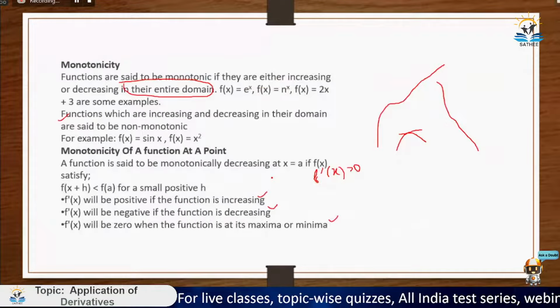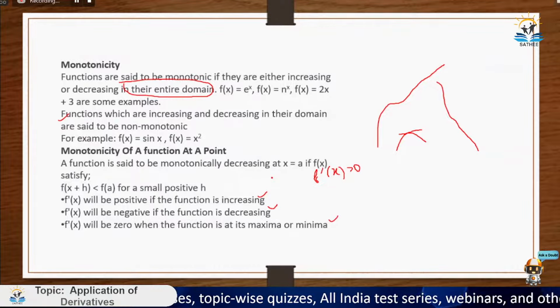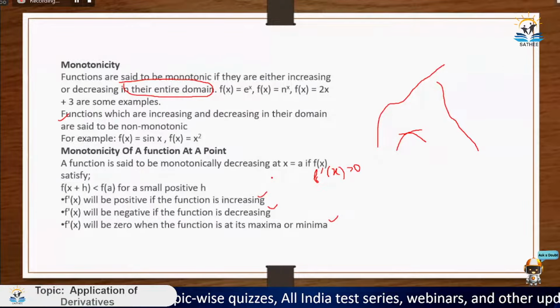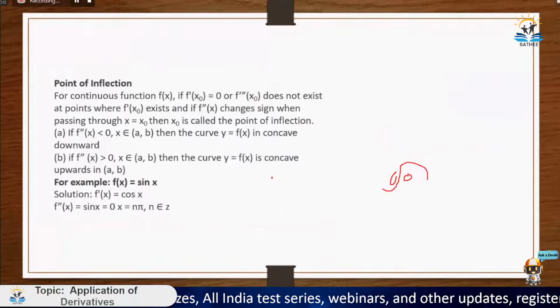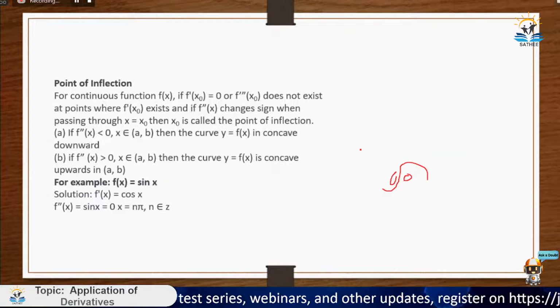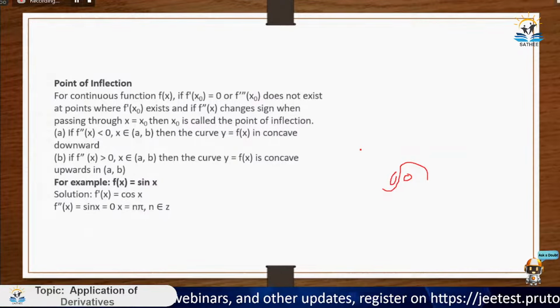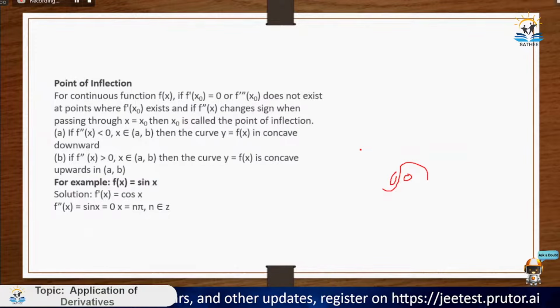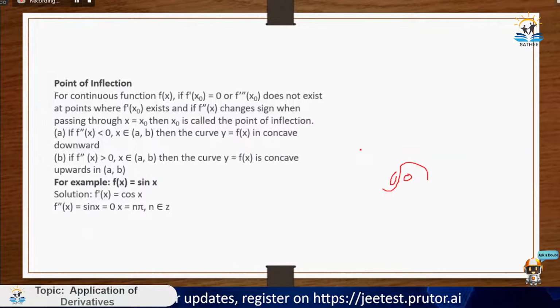Then monotonicity I told you. If my function is either increasing in the whole interval or decreasing in the whole interval, then my function is said to be monotonic. Point of inflection: the point at which my f double dash x is changing, that is, from less than 0 to equal to 0 to greater than 0, or from greater than 0 to equal to 0 to less than 0. That point is called the point of inflection. It is the point at which the concavity of my curve changes from concave up to concave down, or from concave down to concave up.